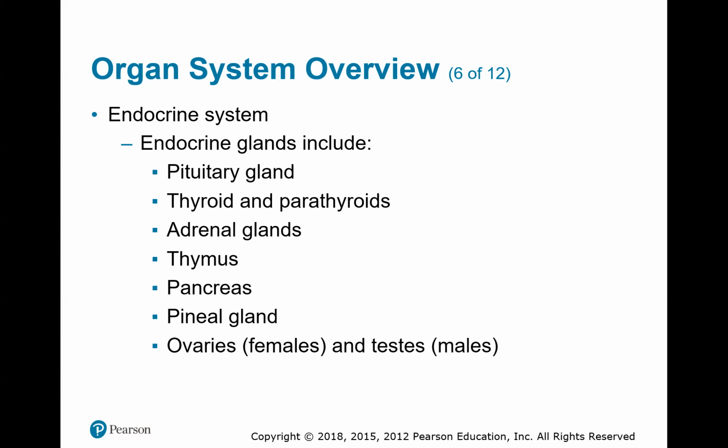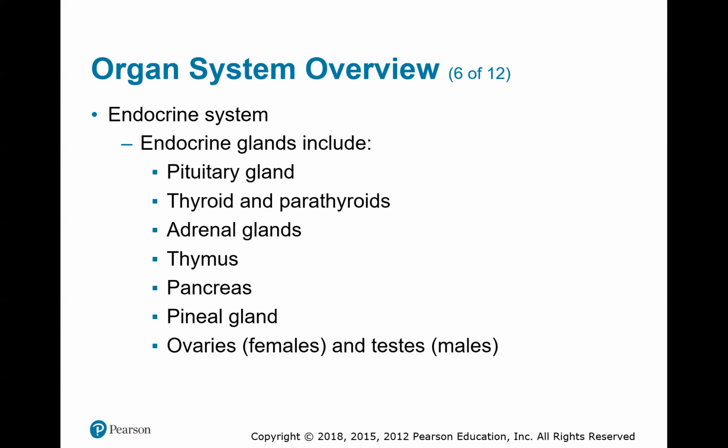We also have the pineal gland, depending on your instructor. This also sits in the brain, and this helps with circadian rhythm and sleep. And then finally, you have the gonads, depending on if you're male or female. You'll have ovaries if you're female, and you would have the testes if you were male. So those are considered what we call the gonads.